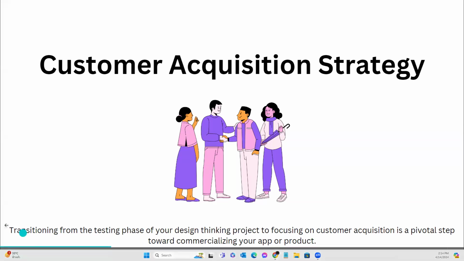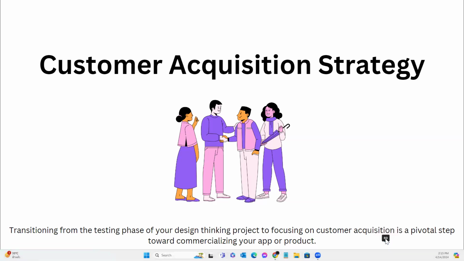So transitioning from the testing phase of your design thinking project to customer acquisition is a crucial task. It's a pivotal step towards commercializing your app, your product, your system, right? So acquiring consumers basically means that you are letting your customers start using your system, right?